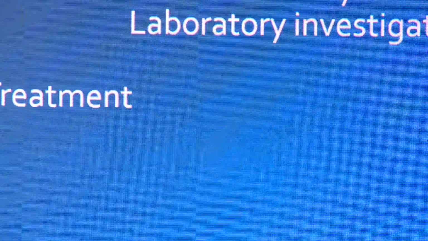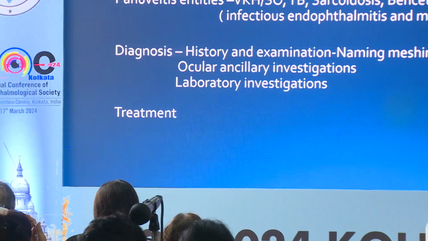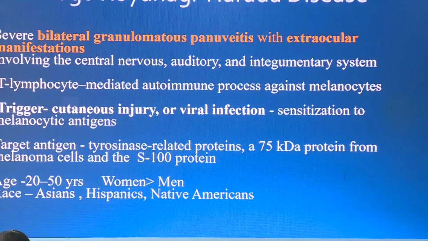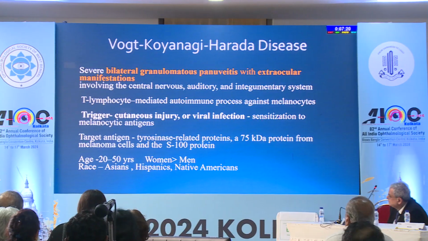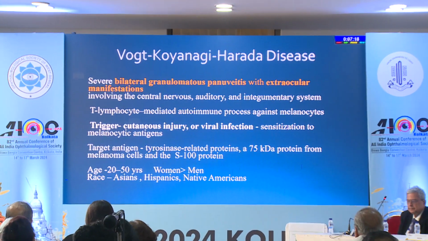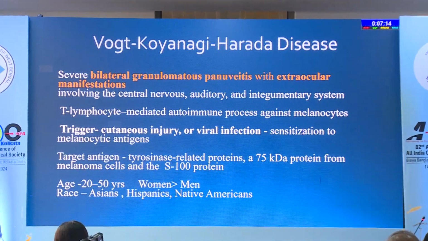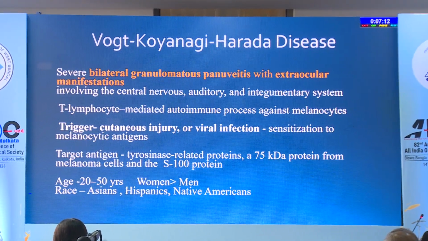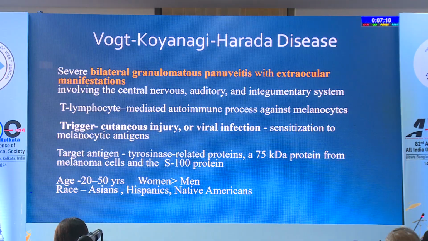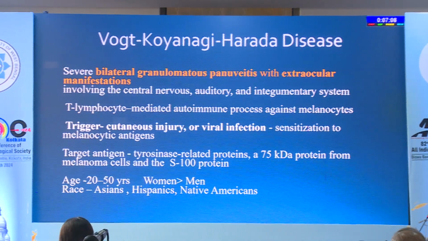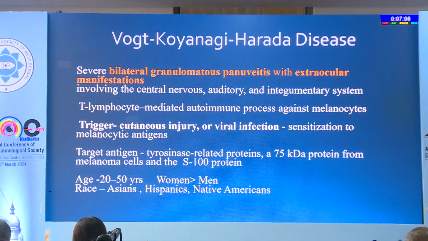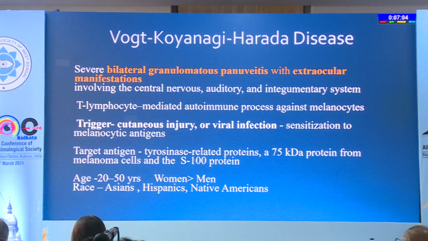There can be many panuveitic entities, and like any uveitis, the diagnosis is based on a careful history, examination, and tailored investigations. Let us look at one of the most common entities of panuveitis which comes to our clinic, the VKH disease. It is a severe bilateral granulomatous panuveitis with extraocular manifestations involving the central nervous system, auditory system, and the integumentary system. It is a T lymphocyte-mediated autoimmune process against the choroidal melanocytes.